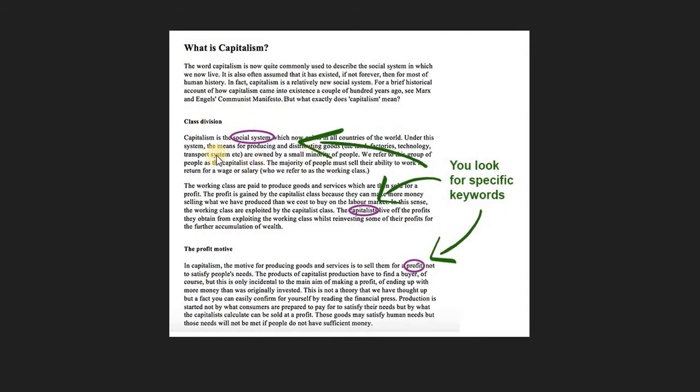So this is an example for scanning. You're just looking at the keywords. Again, social system, capitalist, profit, all terms related with capitalism. It has something to do with the society, with the capitalist and profit motives. So you're just looking for specific keywords here.